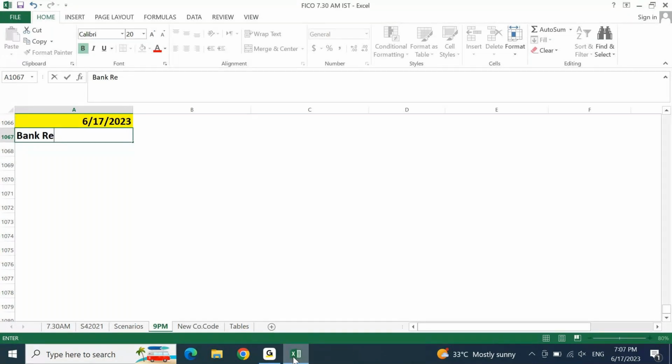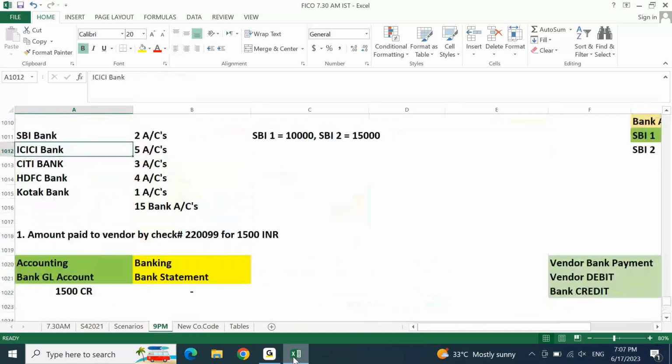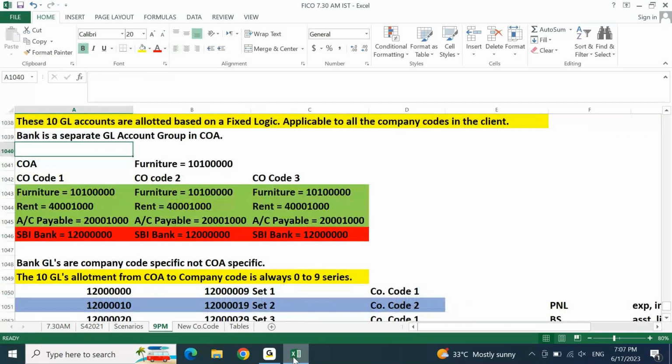We were talking about bank reconciliation statement yesterday. Yesterday we talked about different points regarding bank reconciliation statement, how GL accounts are maintained, on what basis you will create house banks and all.